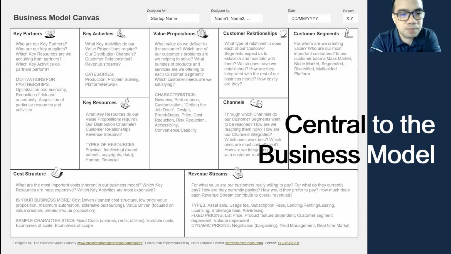So is your business more cost driven? Linear cost structure, low price value proposition, maximum automation, extensive outsourcing, or is it value-driven, focused on value creation with a premium value proposition? Now, there are two things here. If you look at the statement, are you driven by cost, or are you driven by a value that you want the consuming public to really appreciate?